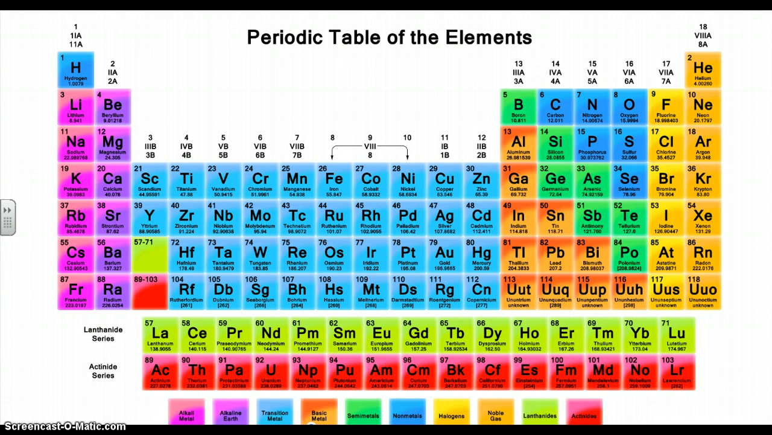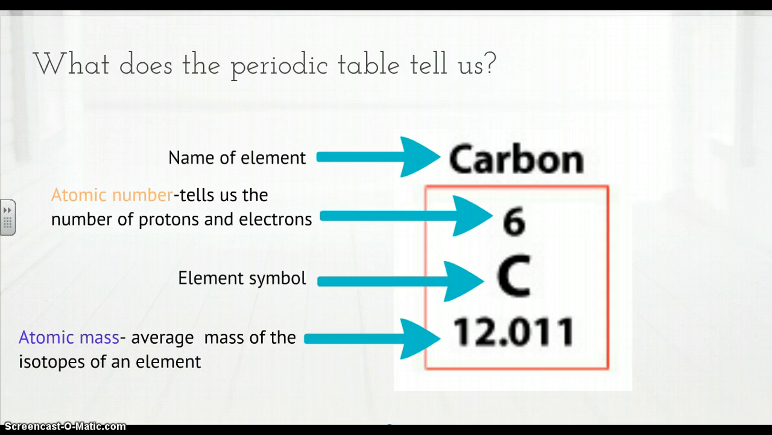The number 6 tells us that carbon has 6 protons for each carbon atom, and it also has 6 electrons. So there are 6 protons in the nucleus of a carbon atom, and then there are 6 electrons kind of floating around in that electron cloud area.